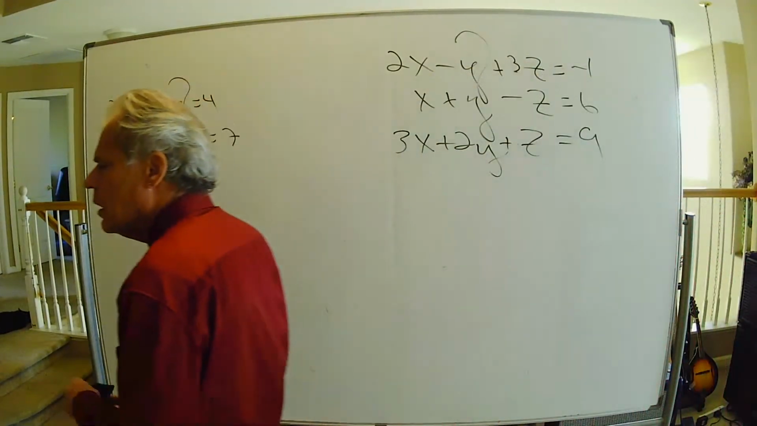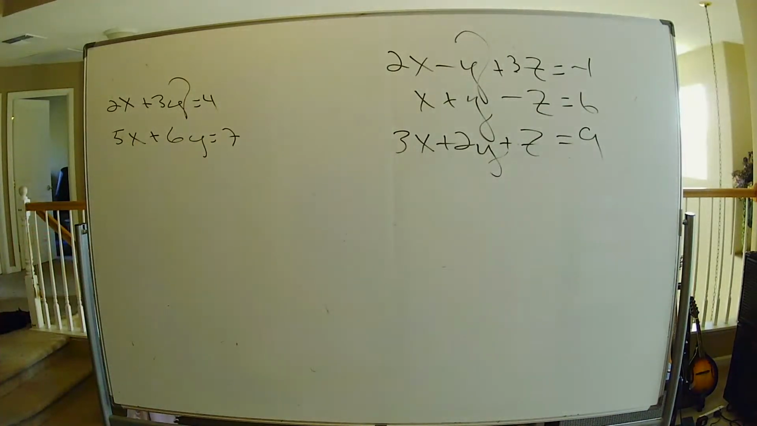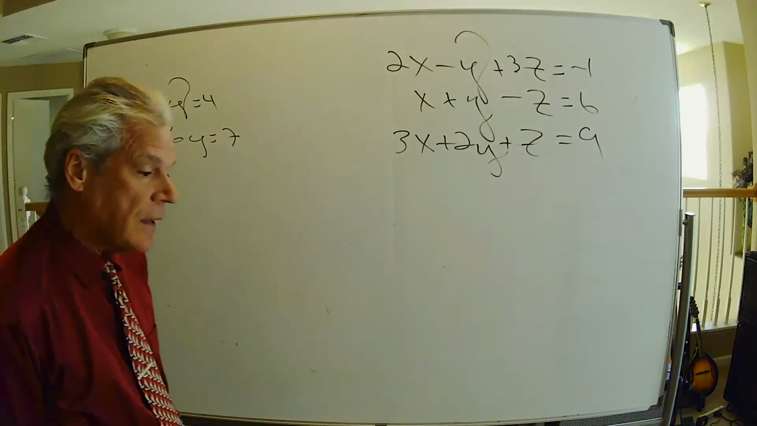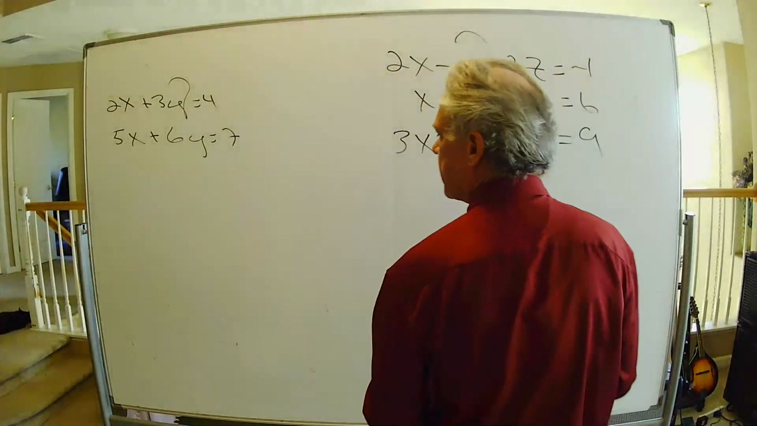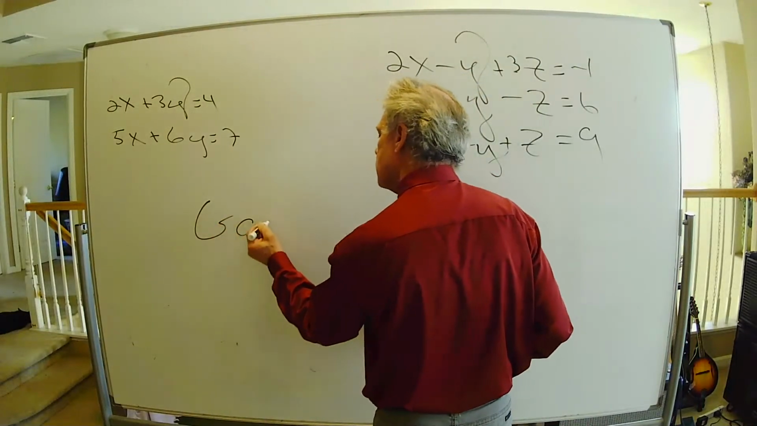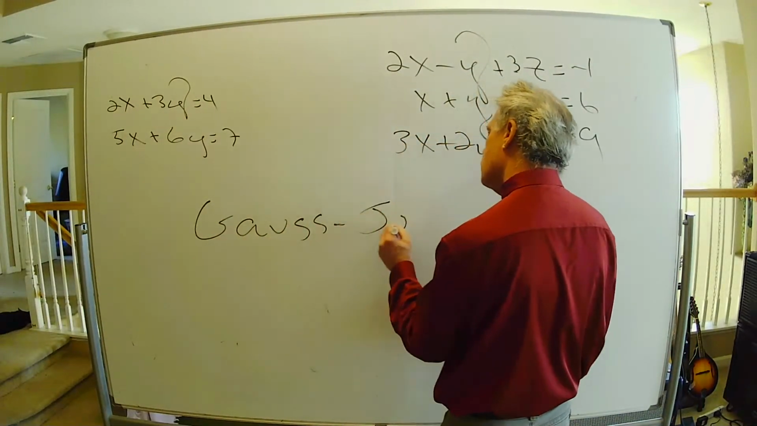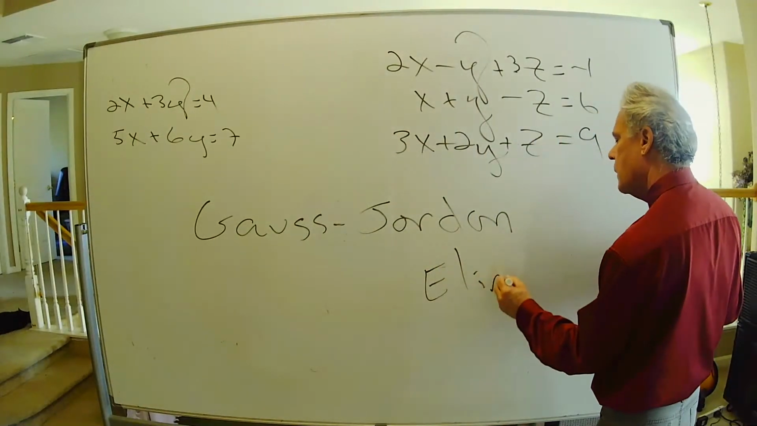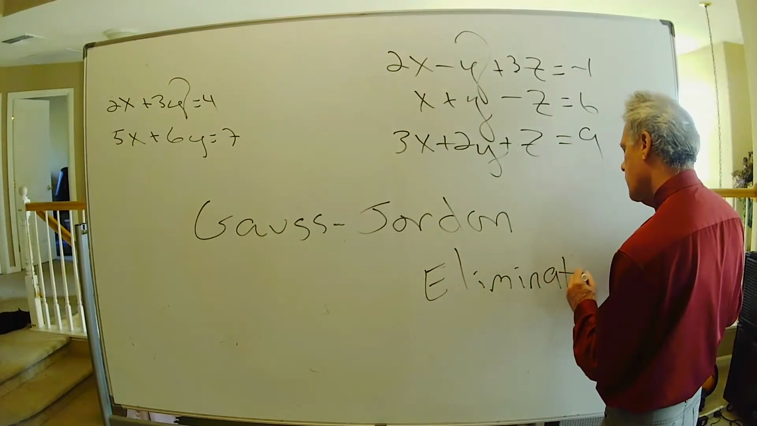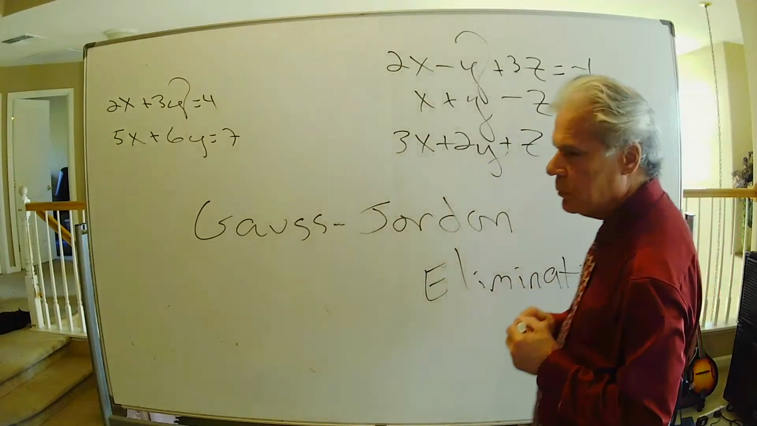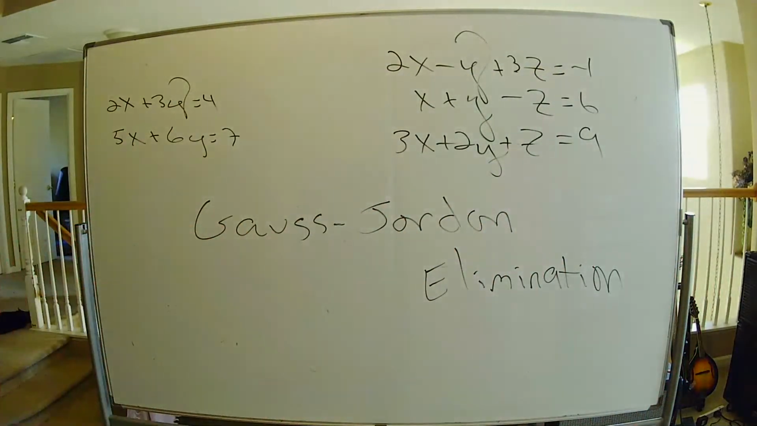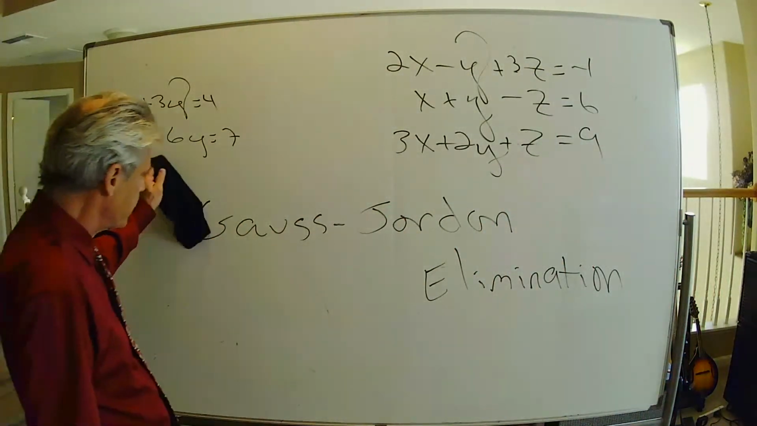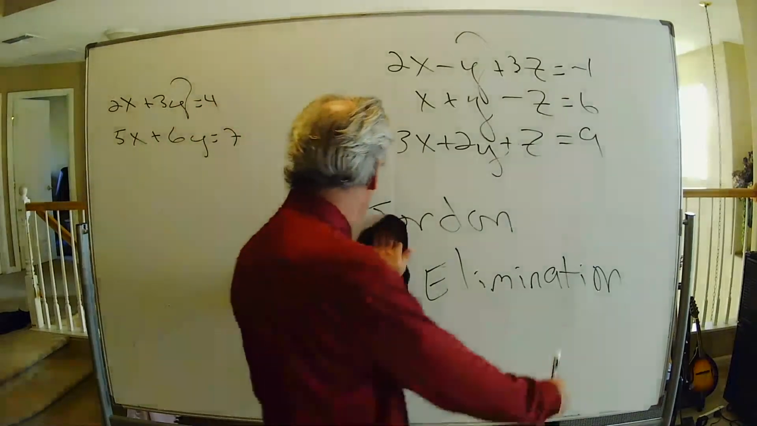What I want to do today is talk about a whole new technique. This technique is referred to sometimes as Gauss-Jordan elimination. Oh, I should spell that, shouldn't I? Or some refer to it as just rewriting the system as a single augmented matrix and reducing that matrix.